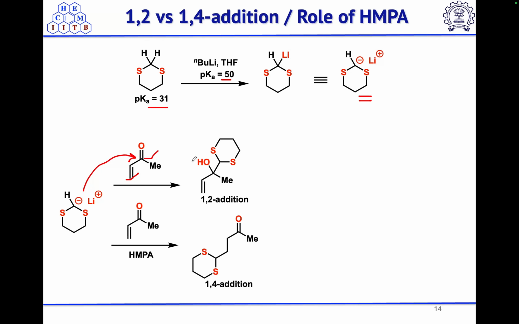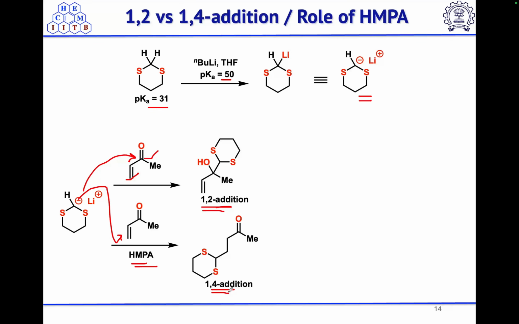Okay, now interestingly, if you use HMPA, the reactivity is changing. Now in this condition it will add to the beta carbon, so basically 1,4 addition. Very interesting. In the first case, without using HMPA, we are getting this 1,2 addition product, the secondary tertiary alcohol, and when you are adding HMPA, you are getting this 1,4 addition.